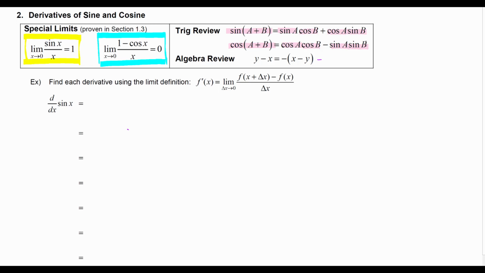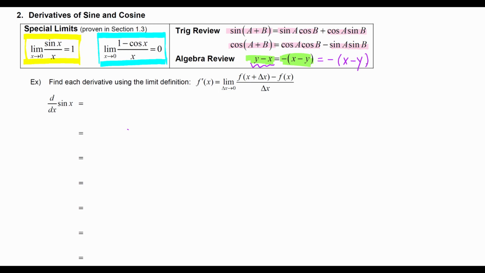Also, an algebra review: y minus x can always be rewritten as the opposite of the quantity x minus y. You can also think of this as factoring out negative 1 from the original expression, so that negative x becomes positive x and positive y becomes negative y. Same thing. So let's go ahead and derive the derivative of sine x.